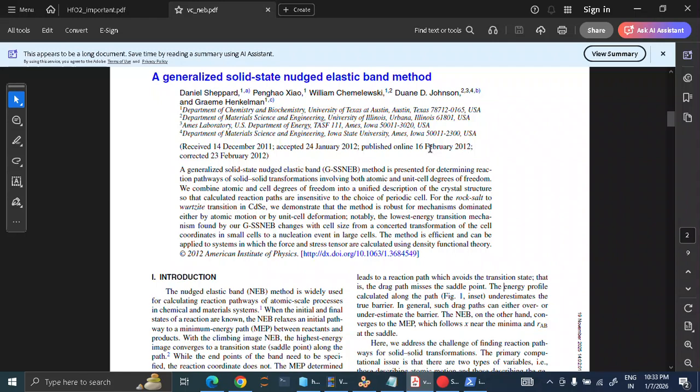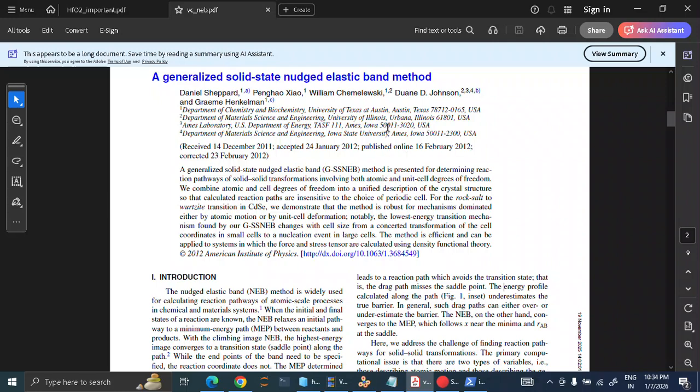So this video is not about NEB theory. It is about how VC-NEB actually works in VASP and what files actually matter. I noticed that while NEB is discussed in many places, a complete VC-NEB workflow in VASP is almost never shown on YouTube. So in this video, I will walk through a real VC-NEB calculation, focusing on what actually matters for DFT users.